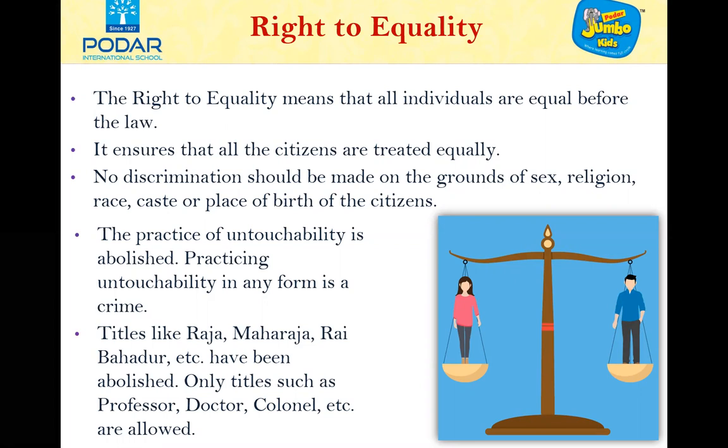Along with that, there is no practice of untouchability in any form, and the titles like Raja, Maharaja, Rai, Bahadur, etc. have been abolished. Instead, only titles such as Professor, Doctor, Colonel, etc. are allowed based on their qualifications. So, this particular right gives us the freedom to enjoy equality in front of the law.